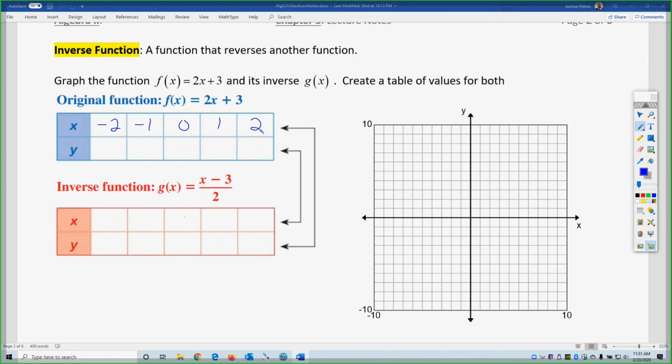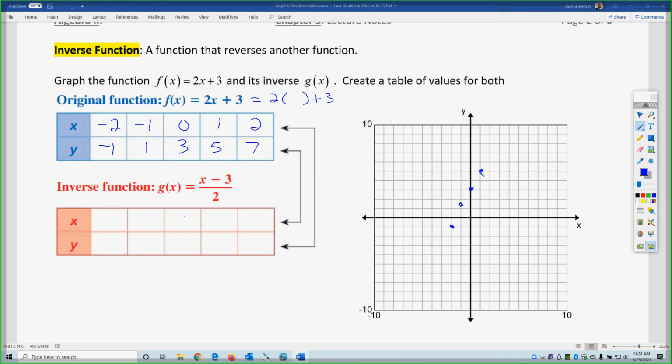And if I plug them in, if I plug in negative 2, I get negative 1. And thusly, plug in negative 1, you get 1. You plug in 0, you get 3. You plug in 1, you get 5. You plug in 2, you get 7. You can prove that to yourself by continually plugging in the numbers, or just graphing accordingly. So negative 2, I get negative 1. At negative 1, I get positive 1. At 0, I get 3. At 1, I get 5.